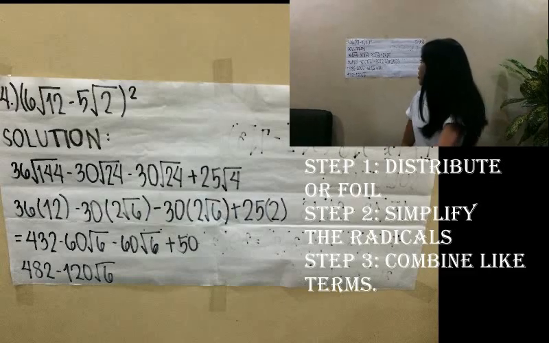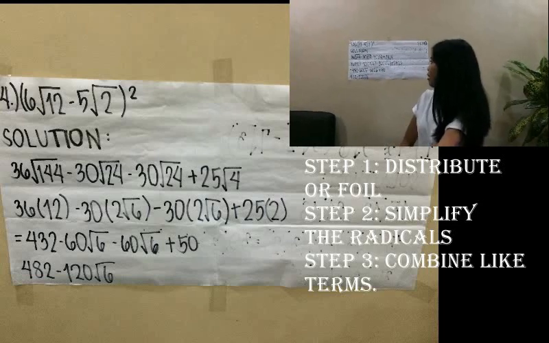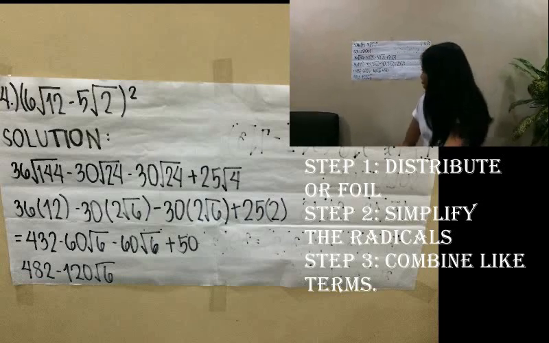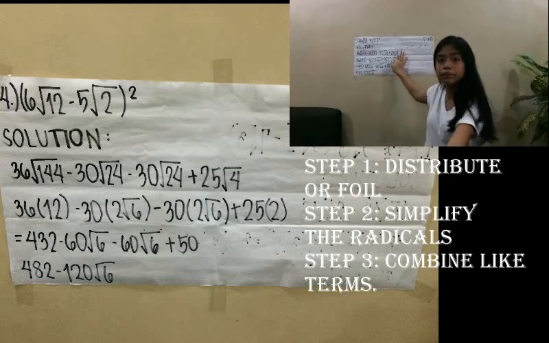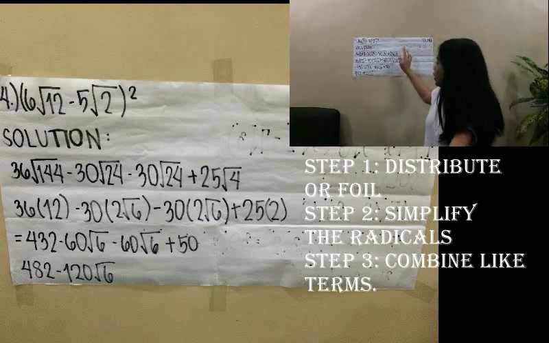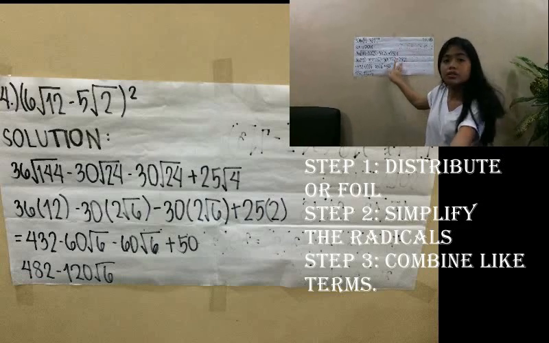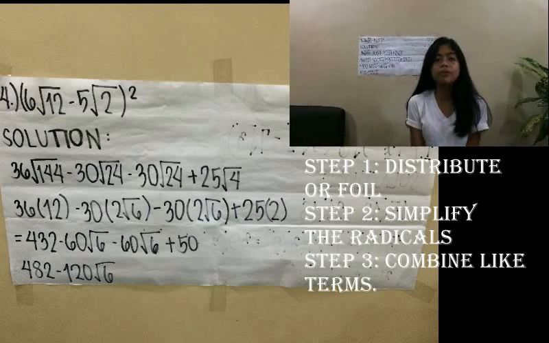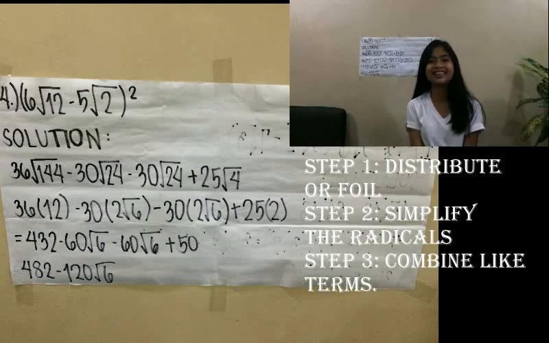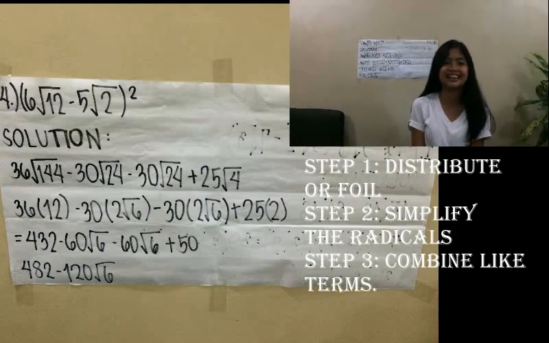Number 4. 6 square root of 12 minus 5 square root of 2, squared. Solution. Step 1. Distribute to remove the parentheses. Step 2. Simplify the radicals. And step 3. Combine like terms. Remember that in order to add or subtract radicals, the radicals must be exactly the same.